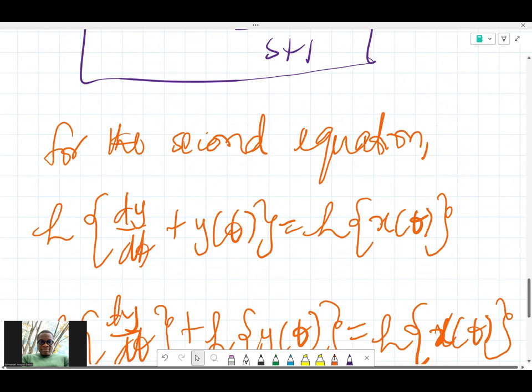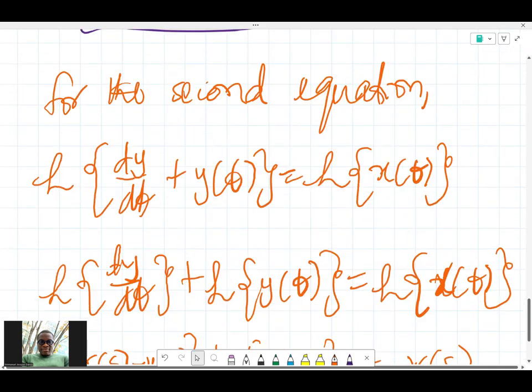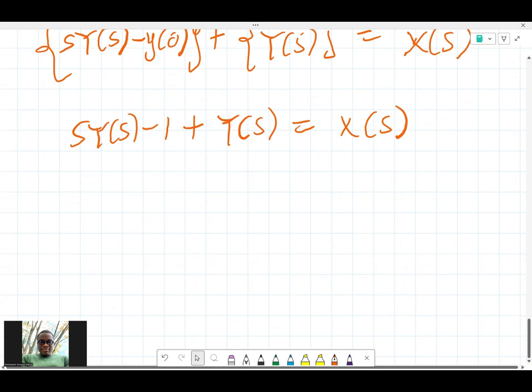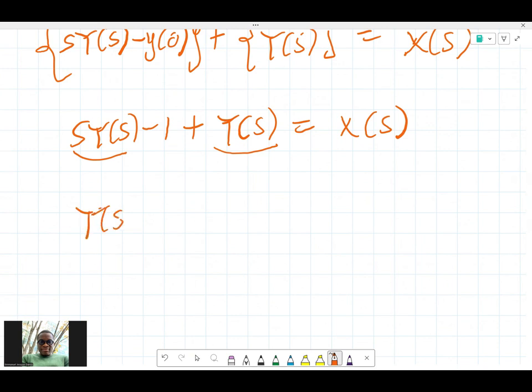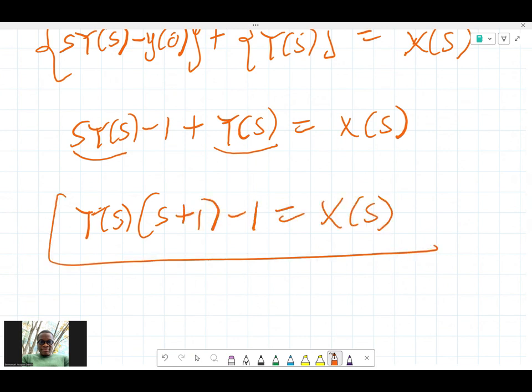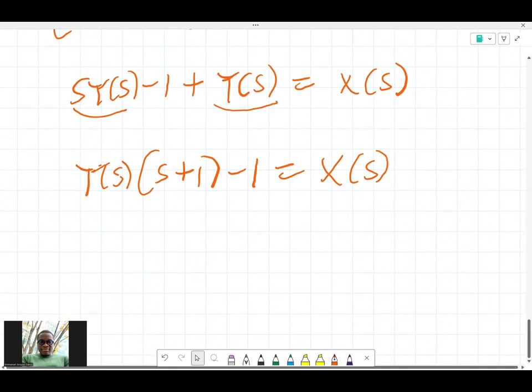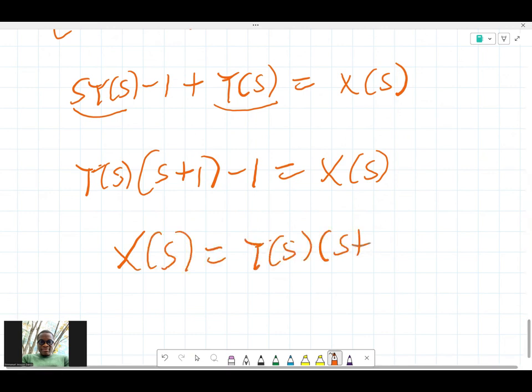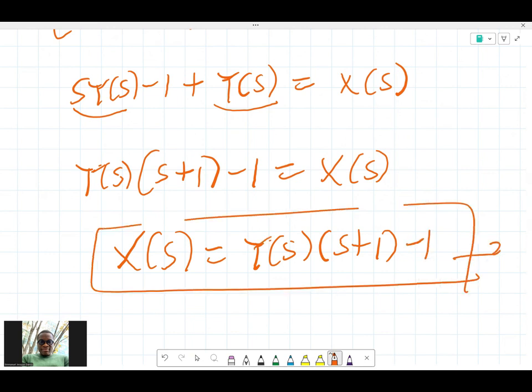So let's name this equation 1. We can combine the two together. So here, let's make X(s) the subject too. In fact, it's almost the subject already, but let's factorize. So we have Y(s)(s + 1) - 1 = X(s). So we can say X(s) is now equal to Y(s)(s + 1) - 1. Call this equation 2.